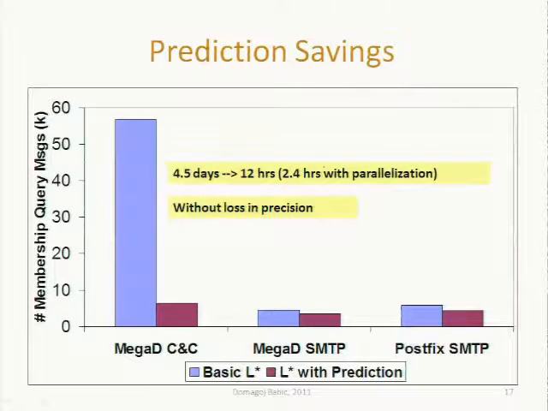OK, so how well does this work? Here I have some results. For mega-D, we actually got a huge saving, from about 4.5 days to about 12 hours. And if you parallelize, we also have some parallelization, you can get it down to 2.4 hours.